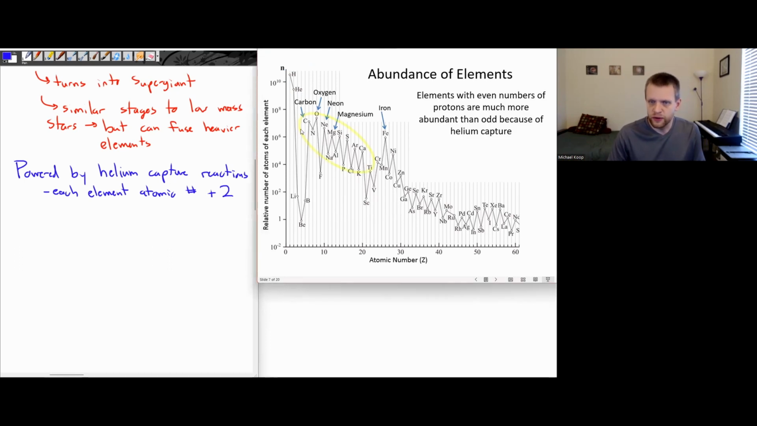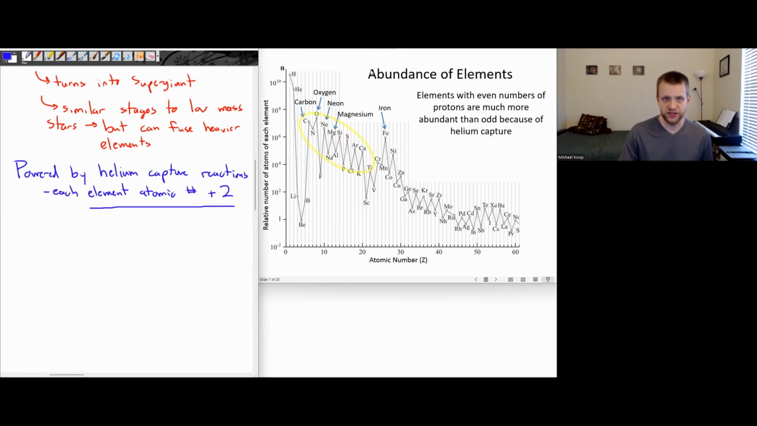Well, if we look at this part of the graph, you'll notice that the abundance of elements kind of jumps up and down. We get quite a bit of carbon, not as much nitrogen. Quite a bit of oxygen, not as much fluorine. Quite a bit of neon, not as much sodium. We get this kind of bouncing up and down pattern. And what we find is elements with even atomic numbers are much more abundant than elements that have odd atomic numbers. And the reason for this is these helium capture reactions.